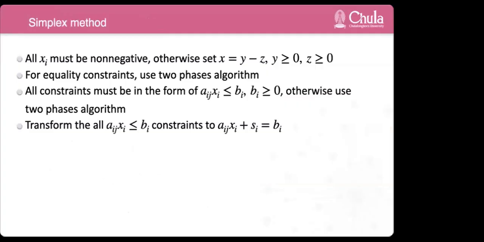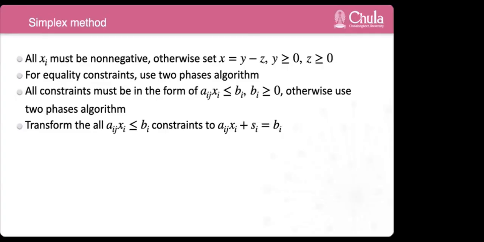And the algorithm we're going to use, we call it the simplex method. Simplex means simple. This is the simplest one. First, remember that all these variables must be non-negative. Otherwise, change the variables. For an equality constraint, you cannot do it now. Use the two-phase algorithm. I'm going to tell you later.